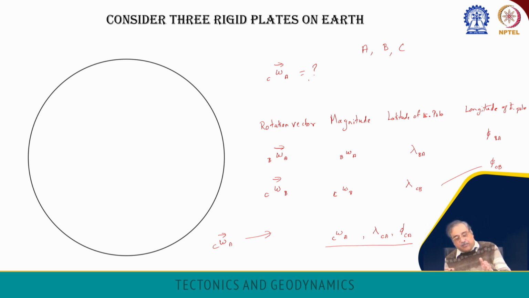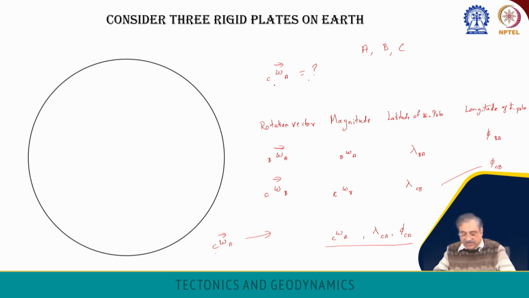So once again, stating the problem, we have three rigid plates A, B and C. We have been given the rotation vectors, meaning the magnitudes and the latitudes and longitudes of the Euler poles of rotation, between plates A and B and between plates B and C. What we need to find out is the vector for the angular velocity between plates A and C.